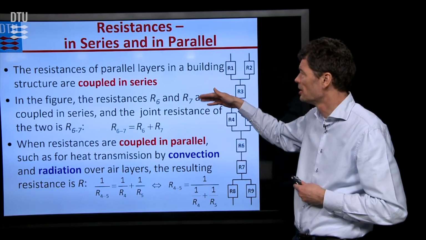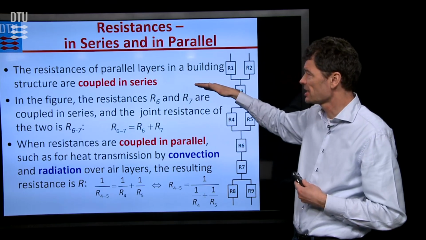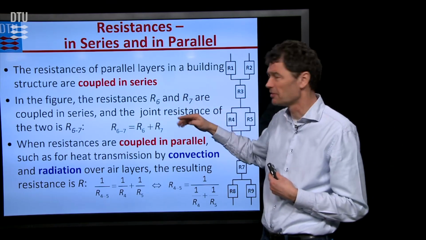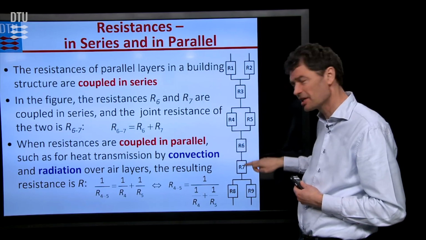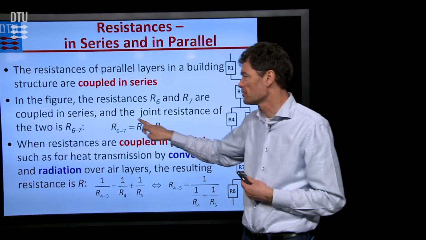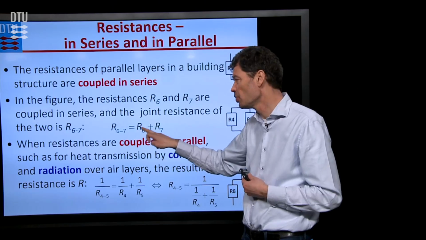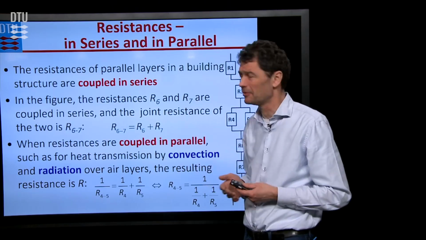So for those resistances that are coupled in series, so one after the other, for instance, the insulation and the ceiling, R6 and R7, when we want the total resistance of those two together, we simply add them up to one another.